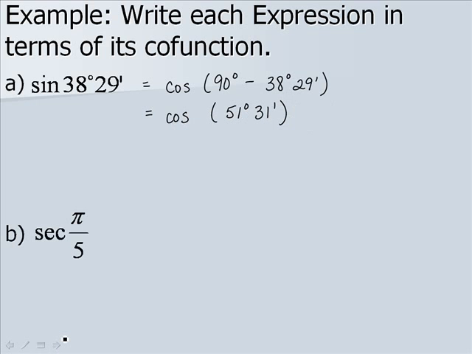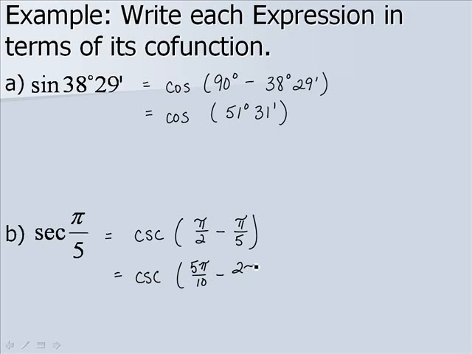Now let's find the cofunction of secant of pi over 5. Since we've now switched to radians, as indicated by the use of pi here, we use the cofunction of secant, which is cosecant, and instead of using 90 degrees, with radians we're going to use pi over 2, and we subtract our angle, which was pi over 5. So we're subtracting fractions here. If we find a common denominator, we end up with the cosecant of 5 pi over 10 minus 2 pi over 10, which gives us a value of cosecant of 3 pi over 10.